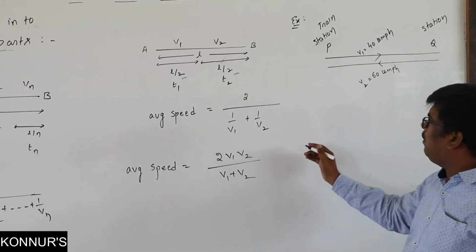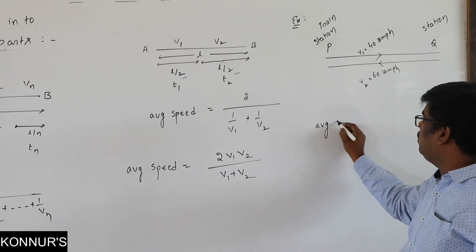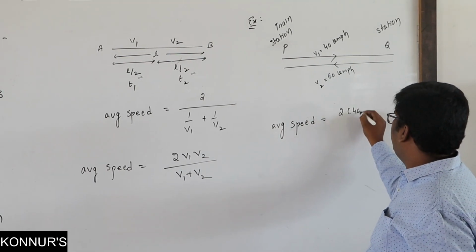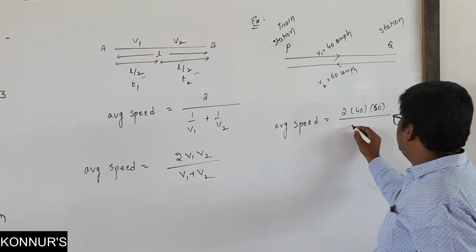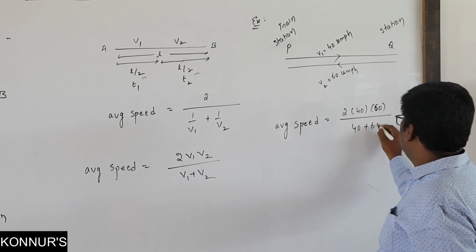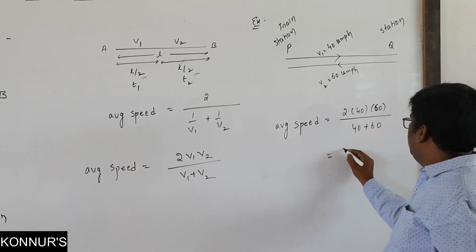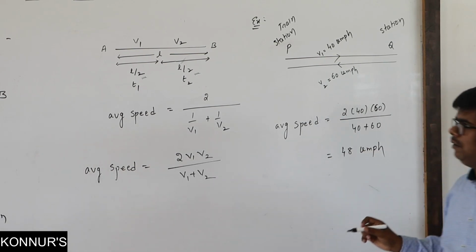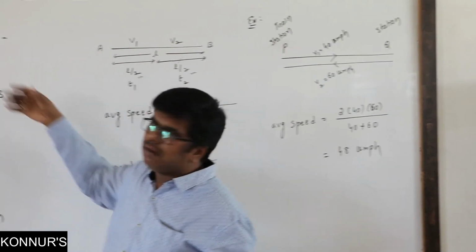When the length is divided into equal parts, the average speed equals 2v1v2 by v1 plus v2. That is, 2 times 40 times 60 by 40 plus 60. Then you can understand it is 48 kilometers per hour. So like this we discussed equal time parts and equal length parts.